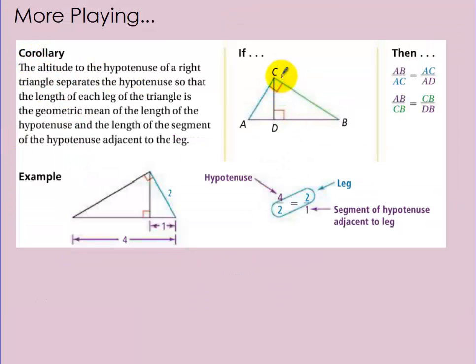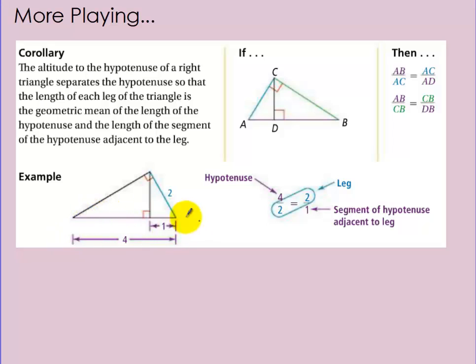Alright, we have this other one related to geometric mean. The altitude to the hypotenuse of the right triangle separates the hypotenuse so that each leg of the triangle is the geometric mean of the length of the hypotenuse and the length of the segment of the hypotenuse adjacent to the leg. So there's a lot of ratios over here, but I like this picture the best.